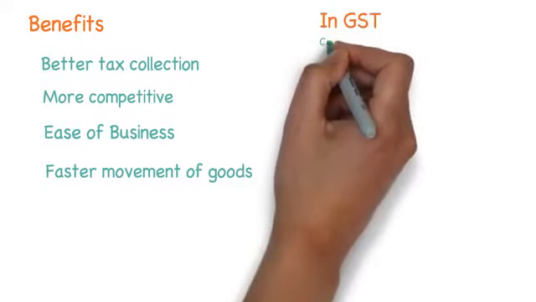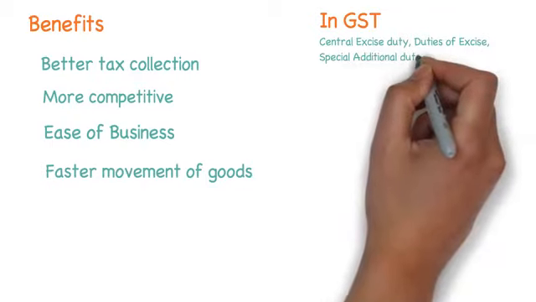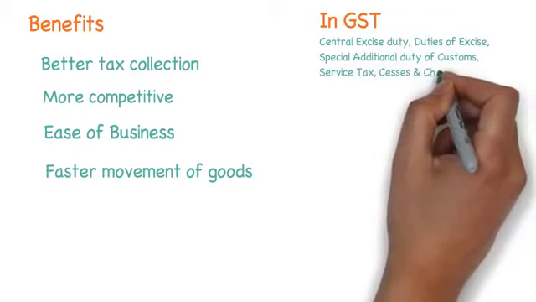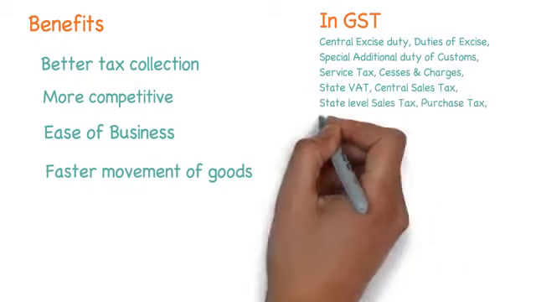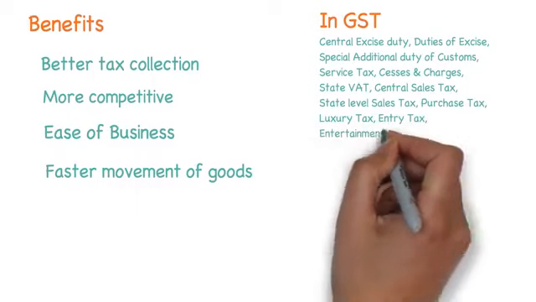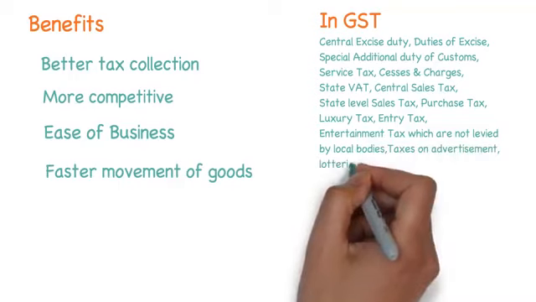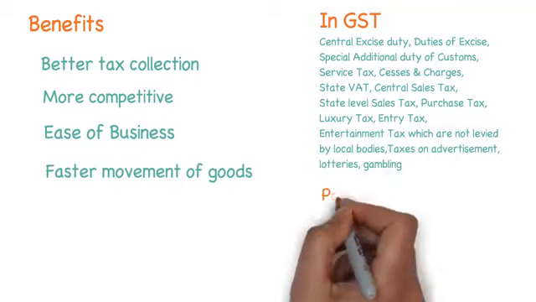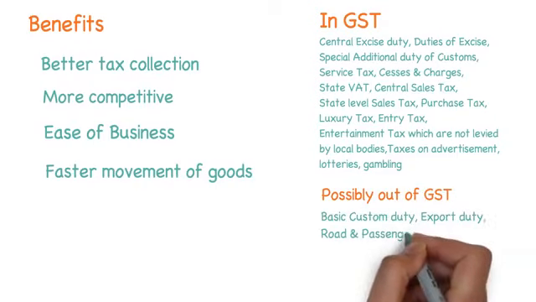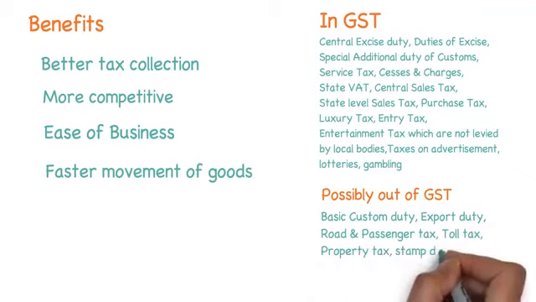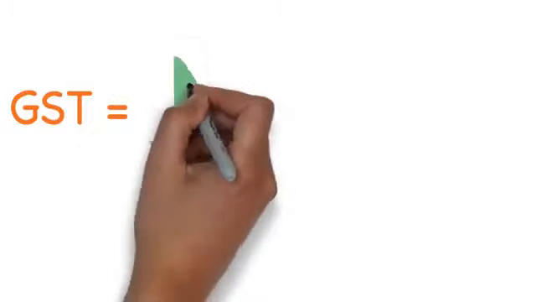GST will replace central excise duty, duties of excise, special additional duty of customs, service tax, cesses and charges, state VAT, central sales tax, state level sales tax, purchase tax, luxury tax, entry tax, entertainment tax which are not levied by local bodies, taxes on advertisement, lotteries and gambling. GST may not replace basic custom duty, export duty, road and passenger tax, toll tax, property tax, stamp duty and a few others. So will GST make things cheaper?